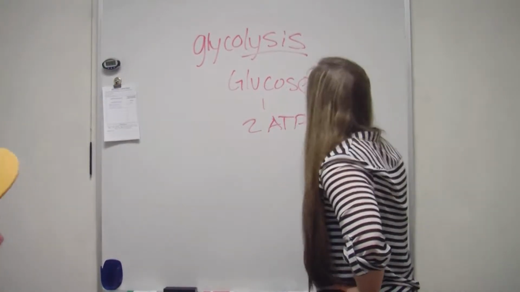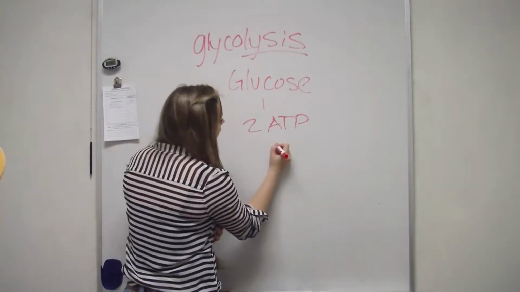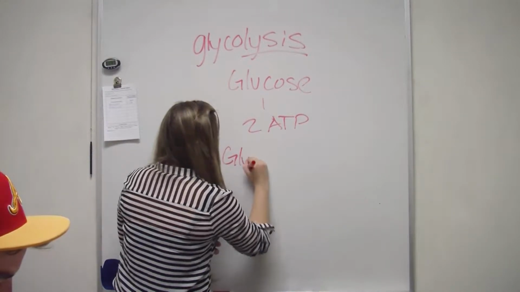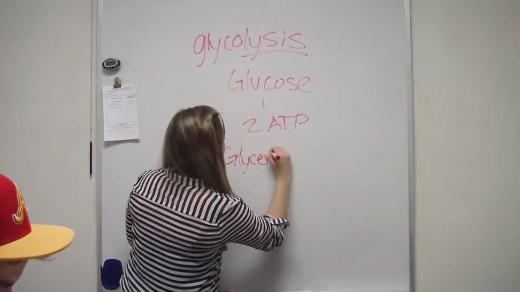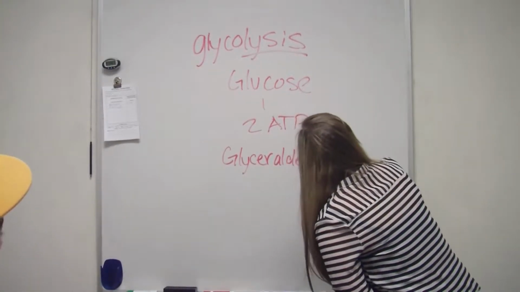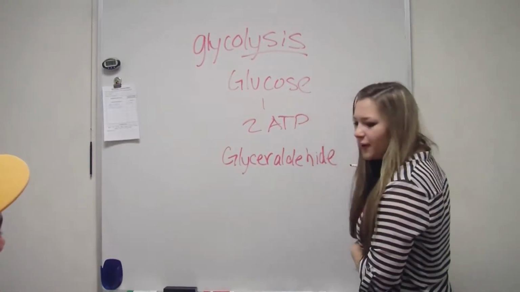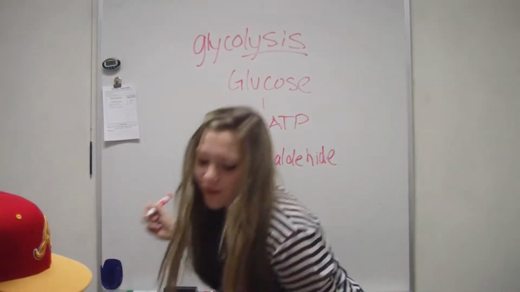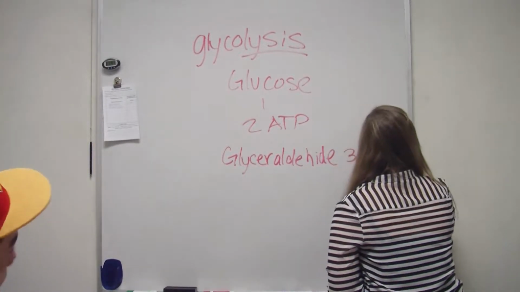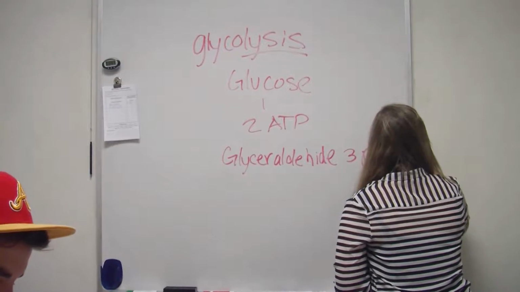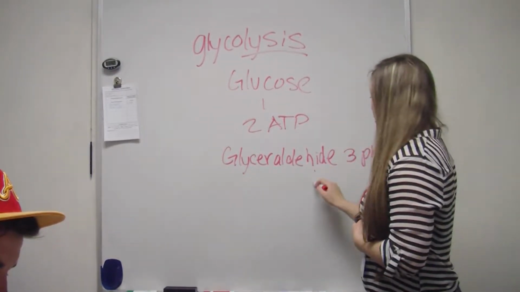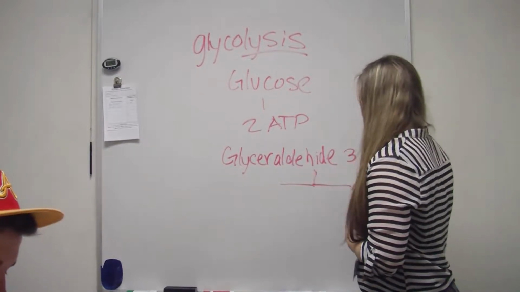So once you use 2 ATP, you get to this step called, I think it's glyceraldehyde 3-phosphate. That says phosphate. Okay? So glyceraldehyde 3-phosphate is the part where everything splits. So this is now going to split into 2.